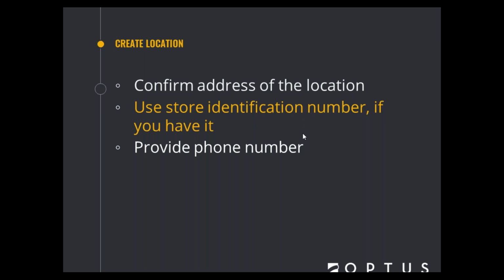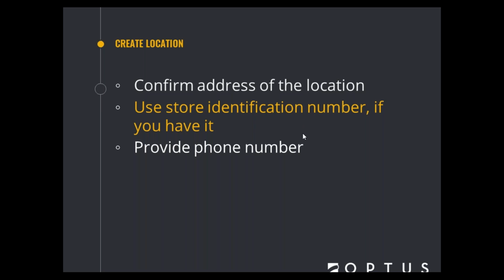You want to make sure that you have all your information available for that location before you start putting it in. Because again, we don't want to send a tech to Texas when they're supposed to be in California. So you want to confirm the address of the location. Use the store identification number. So most of our customers have some way they identify each of their locations, either by a store number or a name. You want to have that ready to pop into the system. And then just make sure you provide a phone number for us, just in case we need to contact the store location to gather some more information.